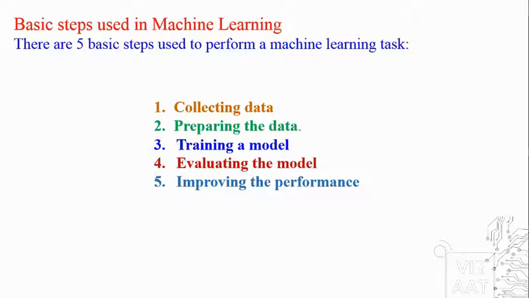We are going to pre-process the data, that's converting it into binary form, equalizing, etc., and then training a model, which is basically a machine learning model, and then we are going to predict the results. And finally, this is the fifth step, which is basically improving the performance.